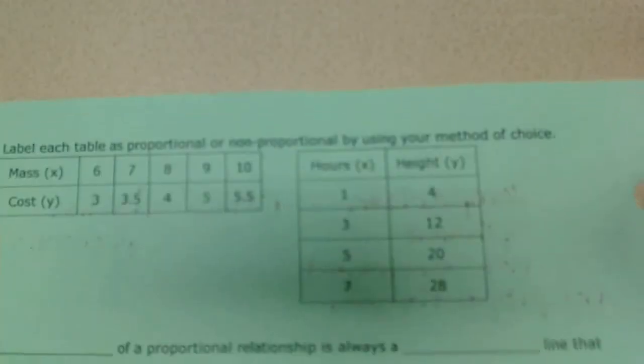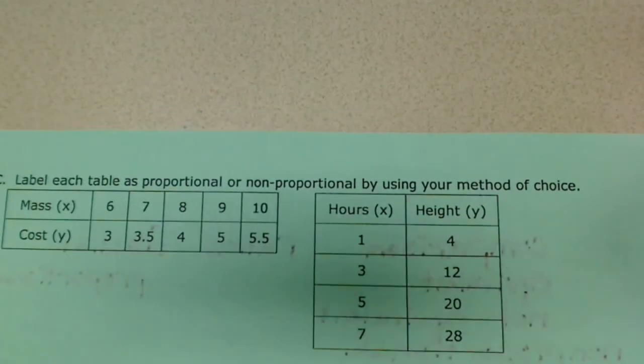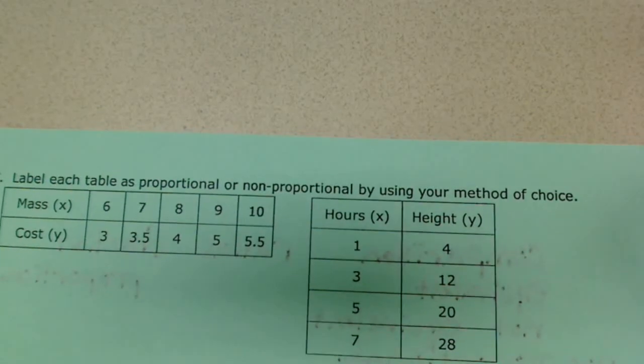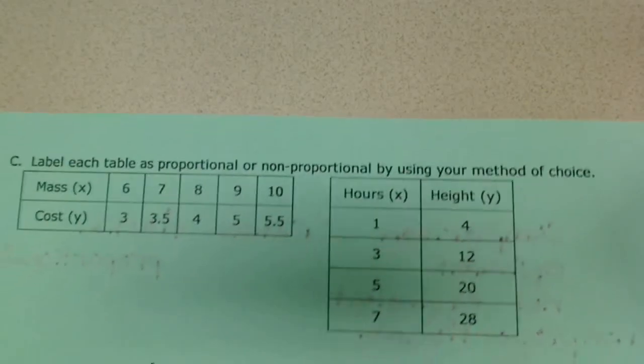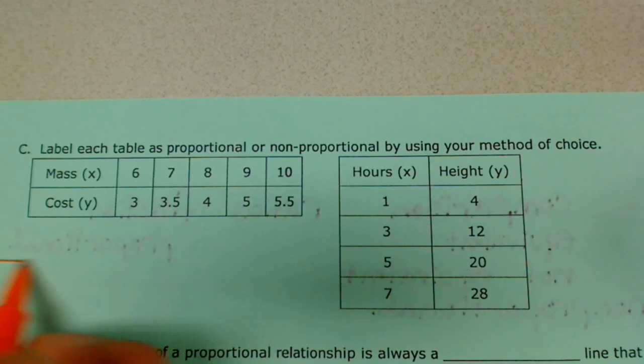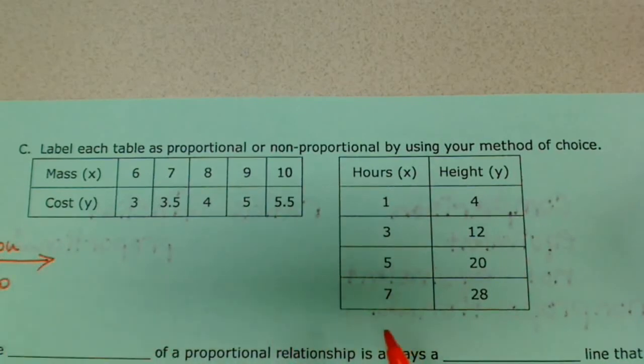All right, let's go ahead and look at the back. Here we have: label each table as proportional or non-proportional by using your method of choice. So what I'd like for you to do now is to go ahead and pause the video, and do these two tables and determine which one's proportional and which one's non-proportional.